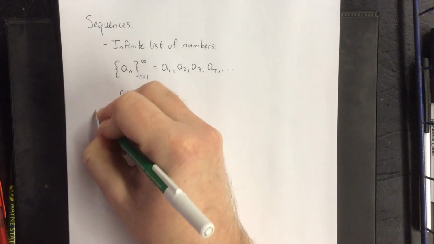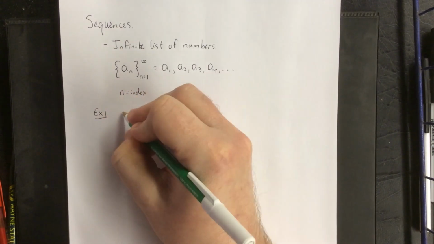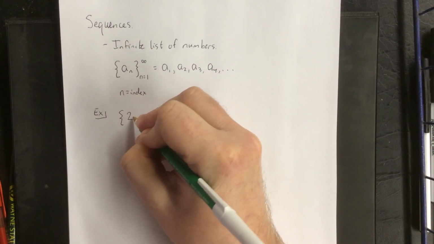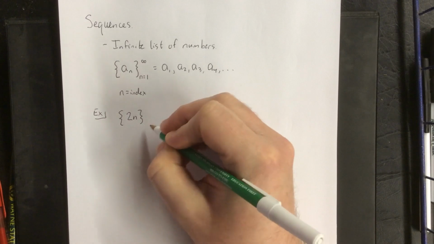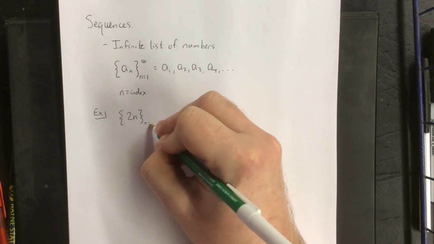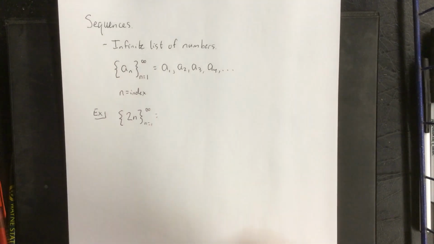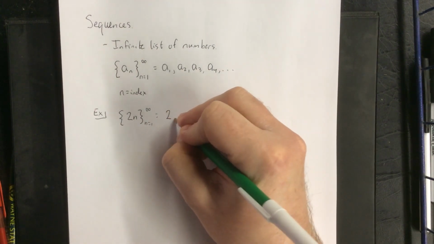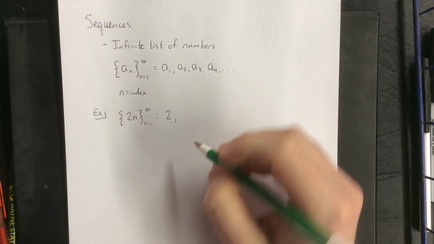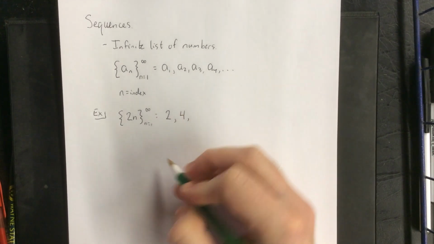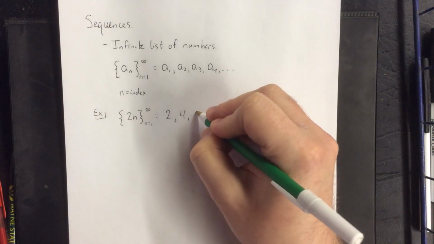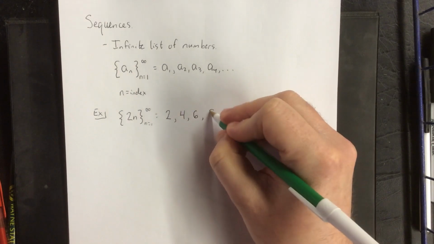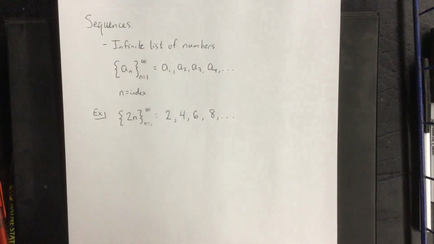So an example of one such sequence, I could ask you to do something like 2n as n goes from 1 to infinity. So plugging in n equals 1, we would get 2 times 1. That would be the first term. Plugging in n equals 2, we'd have 2 times 2. That'll be the second term. N equals 3 will give us the third term. N equals 4 will give us the fourth term, and so forth and so on.